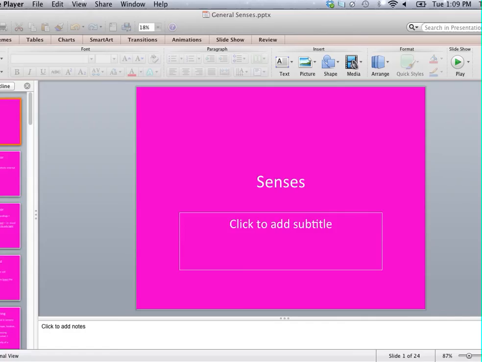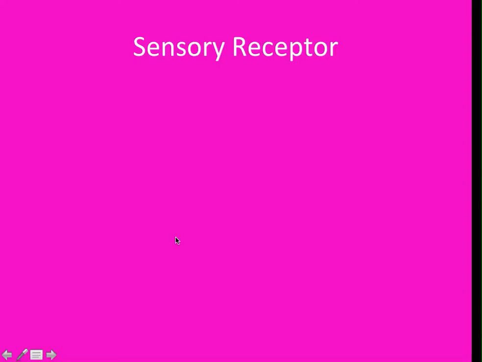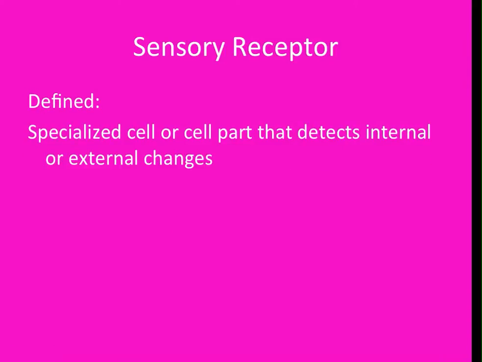So a sensory receptor is defined as a specialized cell or cell part that detects either internal or external changes. So it can be an entire cell, or it can be something as simple as like the dendrites on a neuron embedded in a particular area that get triggered.